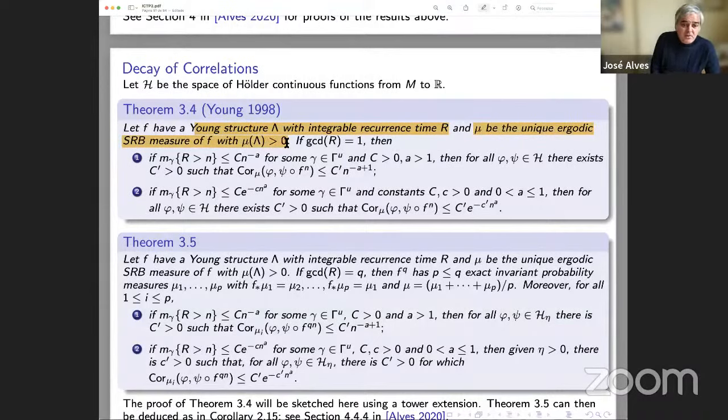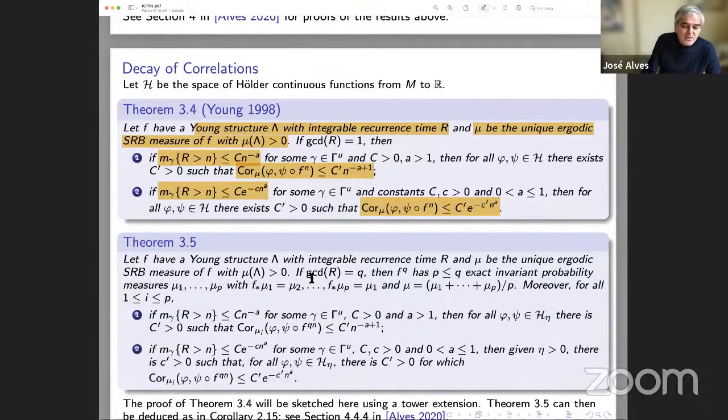Well, and if the greatest common divisor of the recurrence times is 1, then we obtain the same conclusions that we have in the endomorphism case. So the decay of correlations is polynomial with respect to that measure if the recurrence times decay polynomially fast. And the decay of correlation is stretched exponential or exponential if the recurrence times decay stretched exponentially or exponentially. Okay, so this is exactly as in the previous situation.